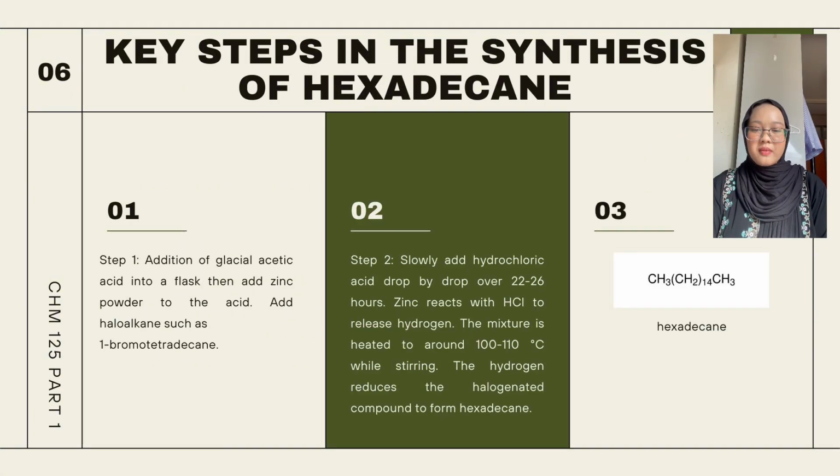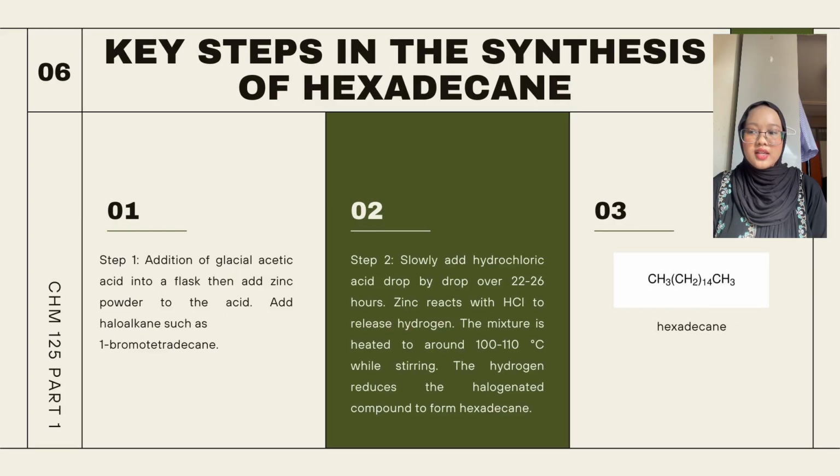Next, I'm going to be talking about key steps in the synthesis of hexadecane. Step 1. Addition of glacial acetic acid into a flask, then add zinc powder to the acid. Then add haloalkane such as 1-bromo-tetradecane. Step 2. Slowly add hydrochloric acid drop by drop over 22 to 26 hours.